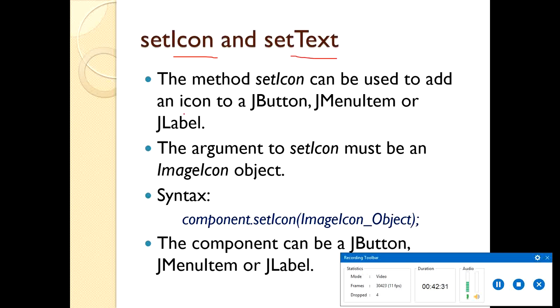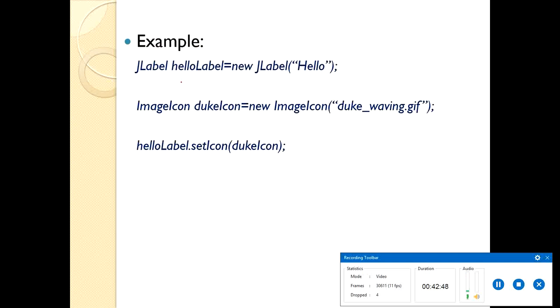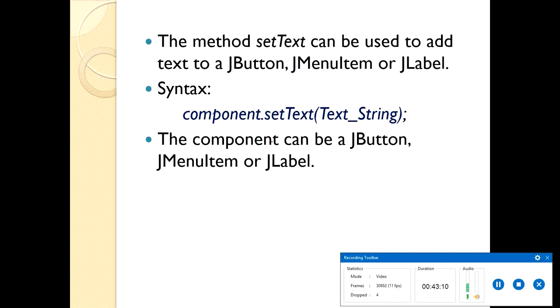Now we have the two methods, set icon and set text. Set icon can be used to add an icon to the JButton, JMenuItem or JLabel. Argument to set icon must be an ImageIcon object. So whatever is the component, for example label.setIcon, it must be an ImageIcon object. So for example, I have defined a label hello. Then I have defined an ImageIcon object, and this is the name of the picture. So hello label dot setIcon duke icon. So it will set the picture to this label. So this label will have a text also as well as picture also.